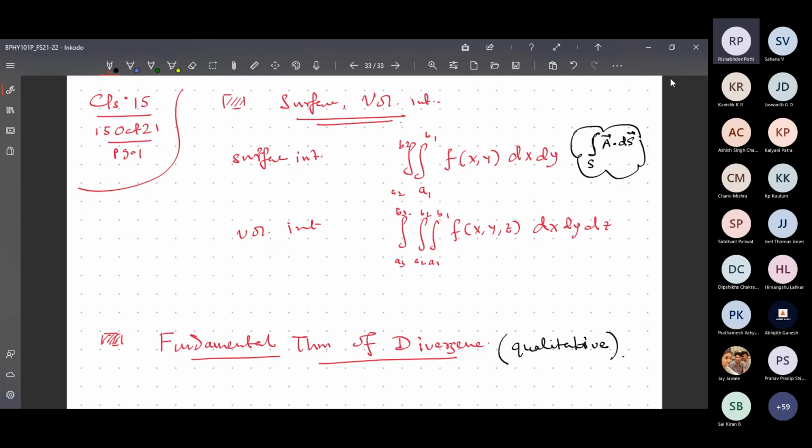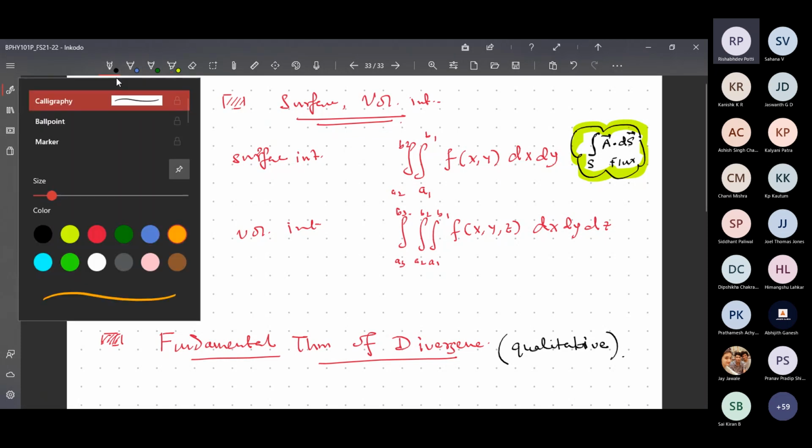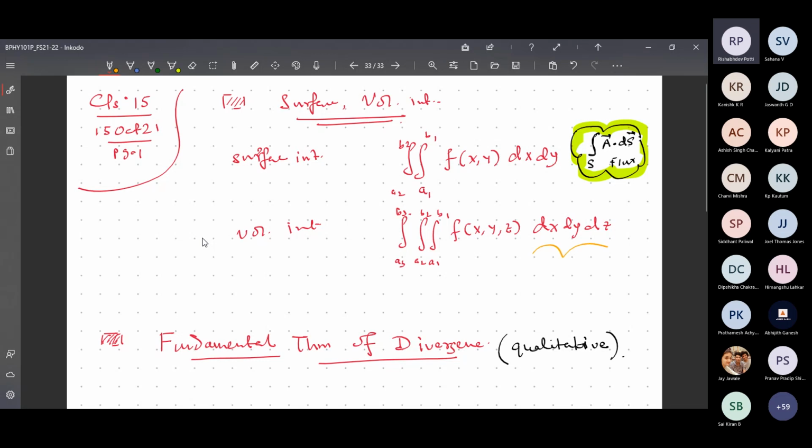And this also has a name, and this name you are already familiar with. Can anybody say where you have seen this kind of object? When we calculate flux, very good. So it is actually flux. This is an example of a surface integral.